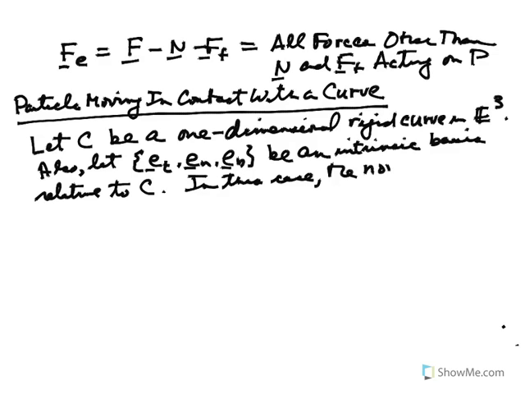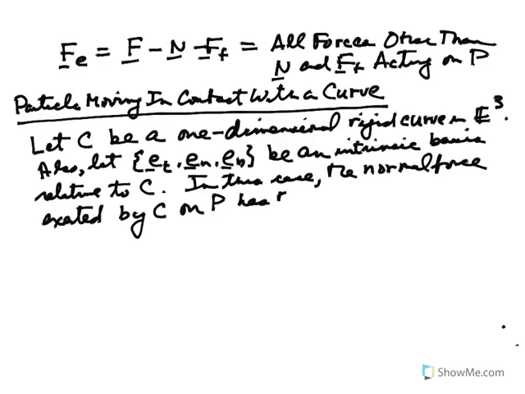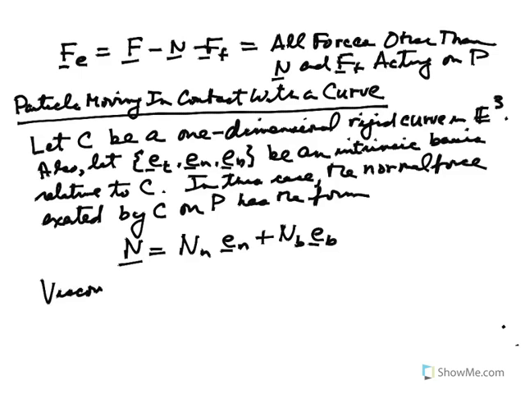So in this particular case, the normal force exerted by C on P has the form N is equal to n sub n times e sub n plus n sub b times e sub b, where e sub n and e sub b are the principal unit normal and the principal unit binormal to the curve, and e sub t, of course, is the tangent vector to the curve. Now, given that model for the normal force, we're going to deal with both types of friction. So let's first analyze viscous friction.